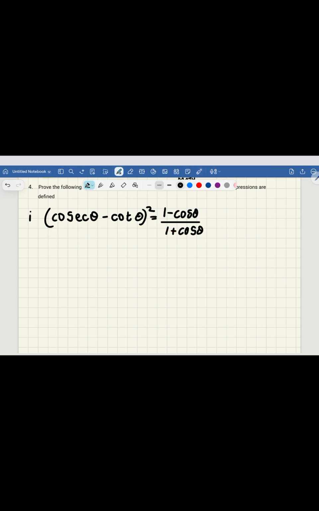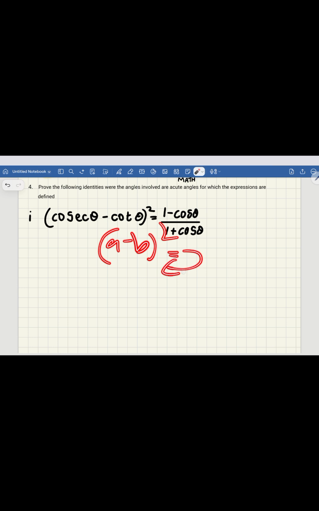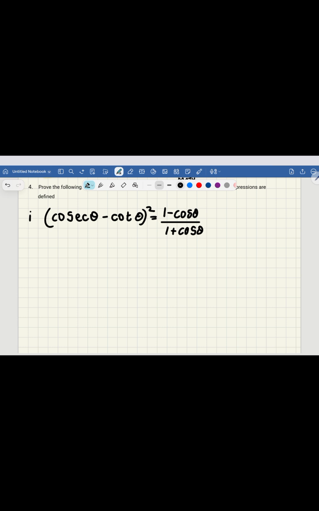(a minus b) whole square is equal to a square plus b square minus 2ab. So that is your formula, and now you're going to write this in the expanded form. I hope you understood. Now let's write down. So that will become cosec square theta, am I right? Yes. Plus cot square theta.